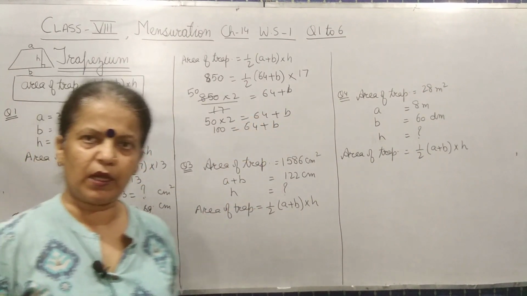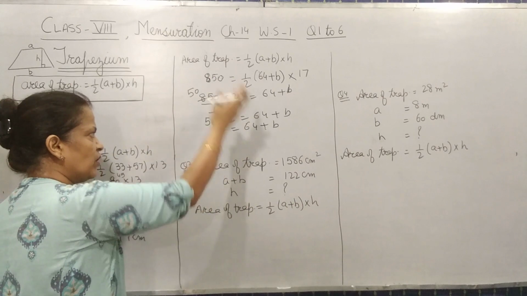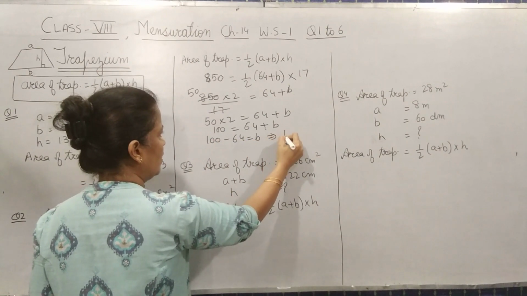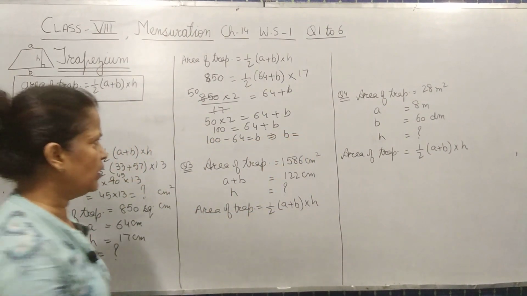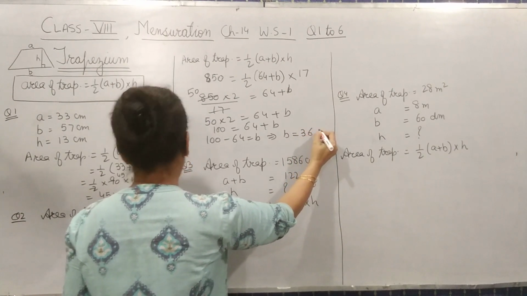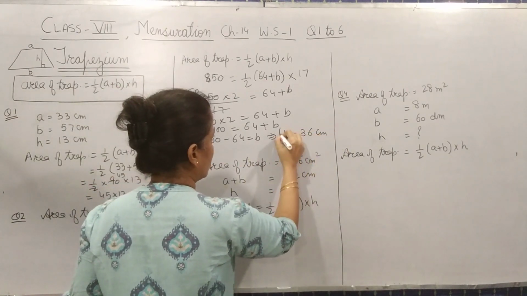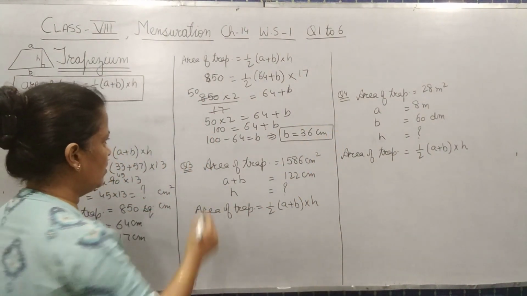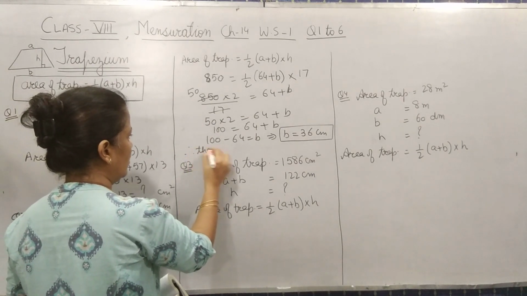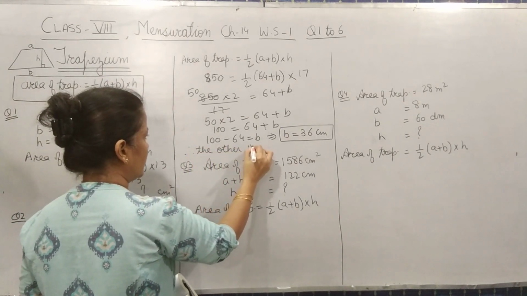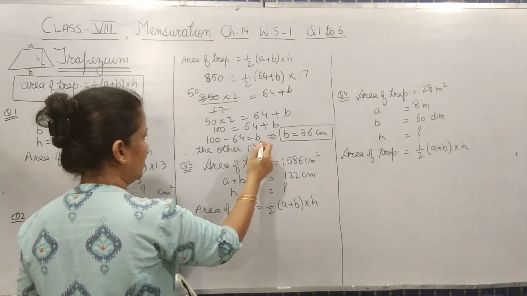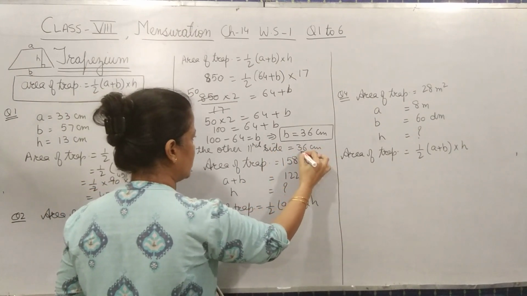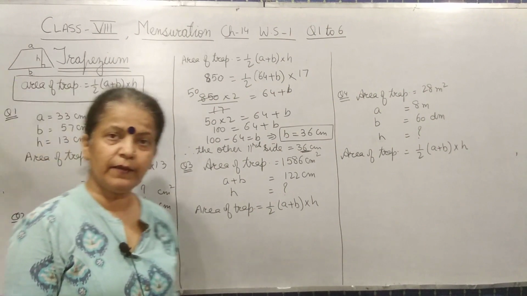Now how will we find the value of B? Tell me. We will shift the 64 to the other side. 100 minus 64 equals B. So from here, B equals how much? 36 centimeter. So how will you end up? Therefore, the other parallel side equals 36 centimeter. Is it clear? Okay.